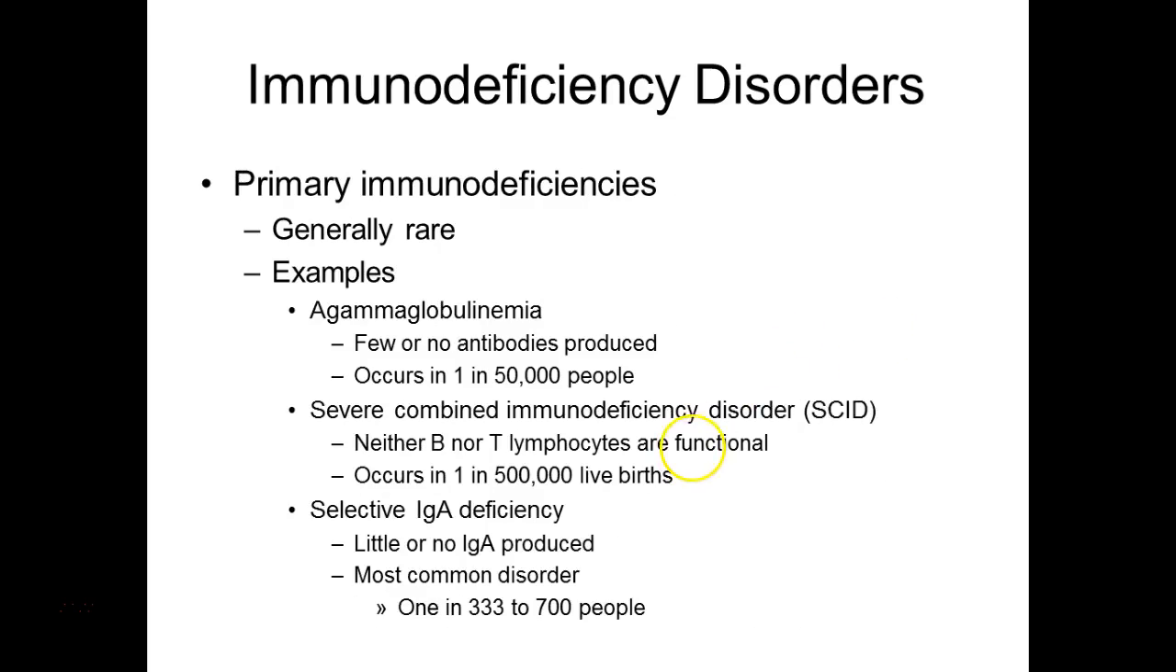So neither B cells or T lymphocytes are functional because the defect is in the stem line that gives rise to these cells. Notice the occurrence says 1 in 500,000 live births. So most people with this genetic defect die in utero, don't actually get born, because this is such a severe defect.